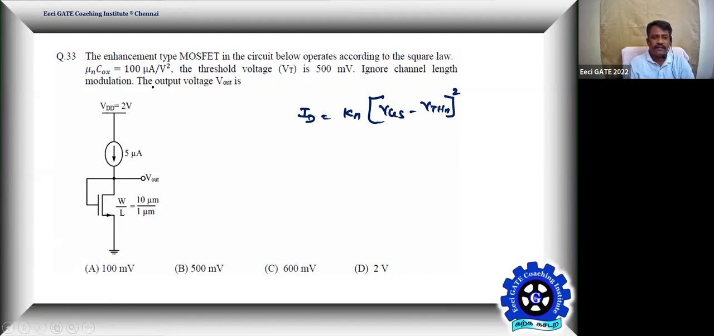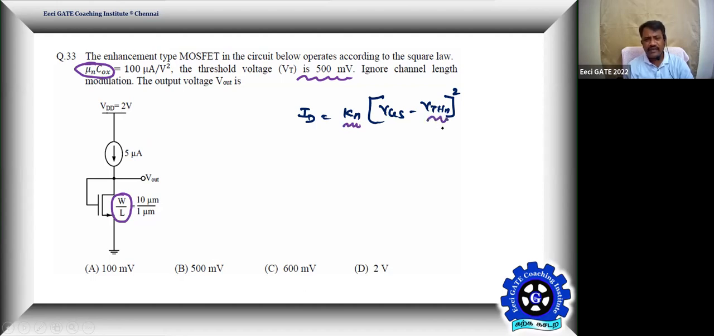Then what else is given? Threshold is given for the NMOS. What is new? This mu and Cox is new, and this W by L data is also new. Correct? What is missing? What are we looking for? The moment we see NMOS, what are we looking for? The problem is very identical to the previous problem, but the only problem is we are looking for the data Kn.